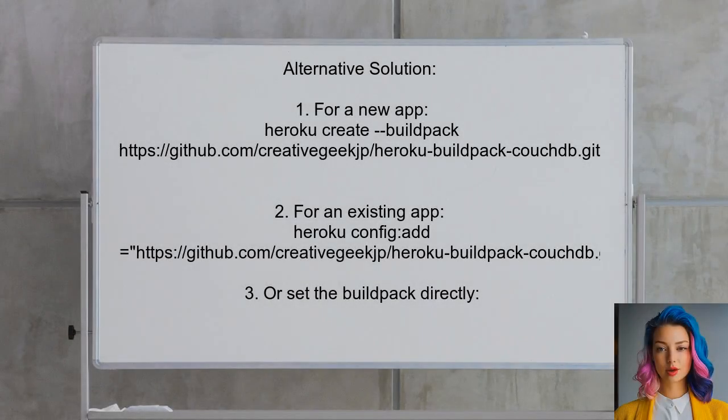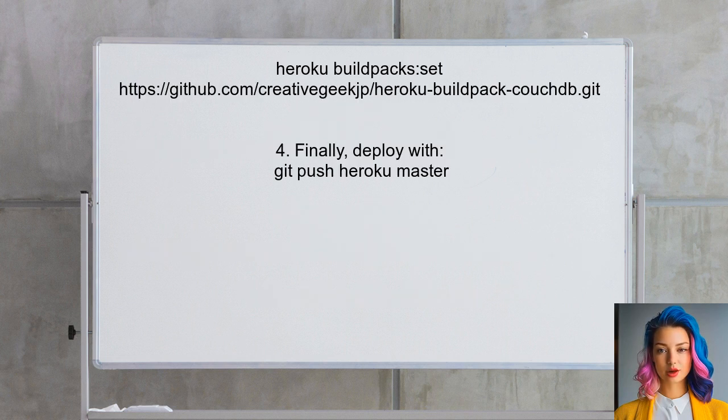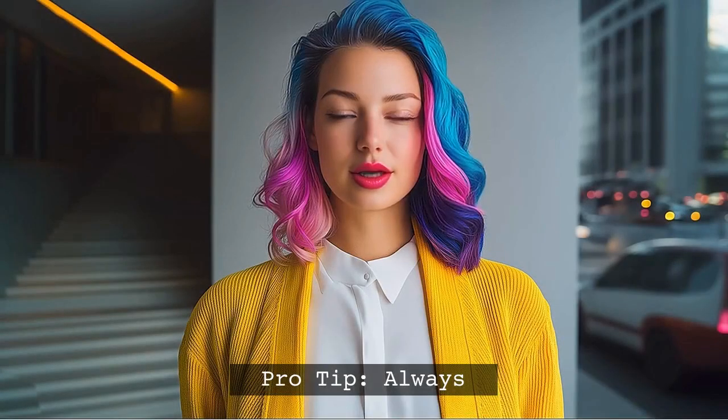An alternative approach to setting up Apache CouchDB on Heroku involves using a specific buildpack. If you're creating a new app, you can run the command to create it with the CouchDB buildpack installed. If you already have an app, you can add the buildpack using a configuration command or set it directly with another command. Here's the pro tip I promised.